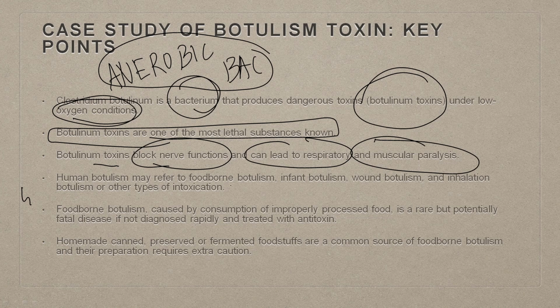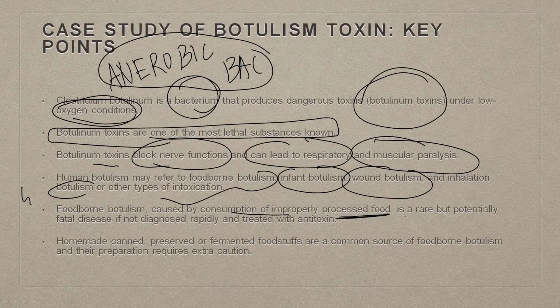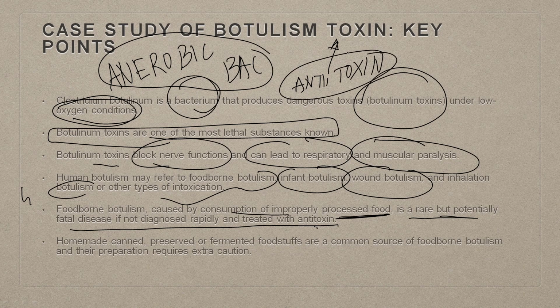Human botulism may refer to foodborne botulism, infant botulism, wound botulism, inhalation botulism, and other types of intoxication. Foodborne botulism is caused by consumption of improperly processed food and is a rare but potentially fatal disease if not diagnosed rapidly and treated with antitoxin, which is the reverse of toxin, something like an antibody towards toxin. Homemade, canned, preserved or fermented foodstuff are a common source of foodborne botulism, and preparation requires extra caution.